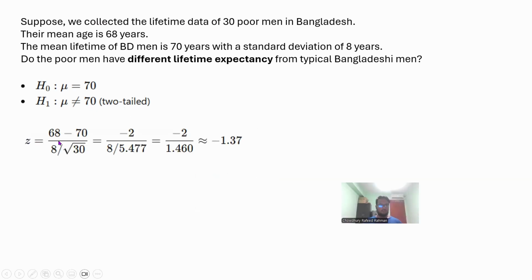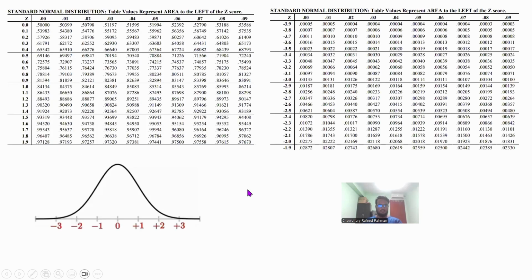So Z-score calculation is very easy. Now I want to warn you about one thing. There are 30 poor men, so we are in the danger zone, right? Because we barely have enough samples. So that's fine. So if you plug in these numbers, you're going to get something like minus 1.37. Now it's time to see whether this value falls in the critical red region. So if that's the case, let's look at this.